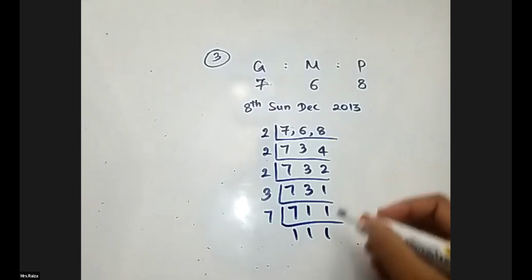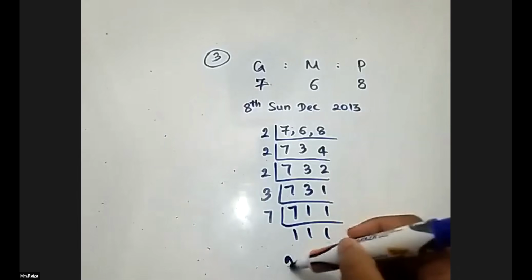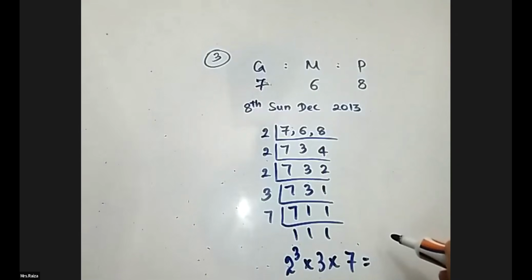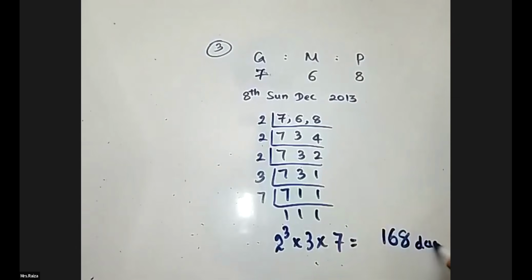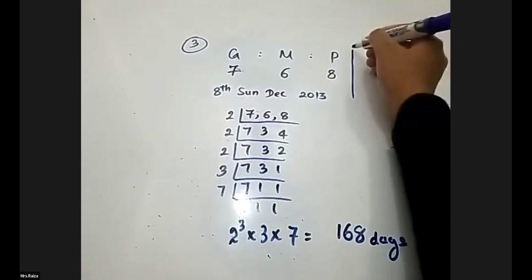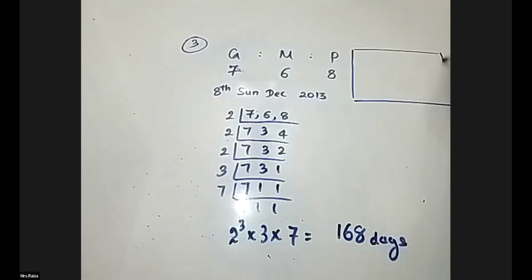Right. Now the LCM, 2 to the power 3, 3 into 7. That means 8 into 3, 24. 24 into 7, you get 168. Yeah, 168 days. Now you have to go back to the date. You have to count the dates now from 8th Sunday, December 2013. Come to this point now. Just have a look at this one. I'll draw a small table here.